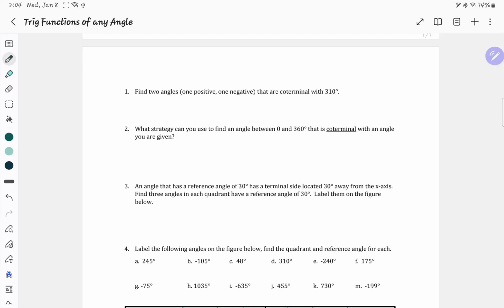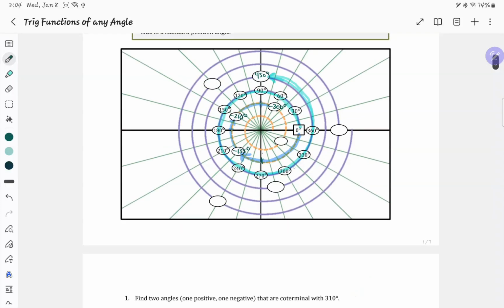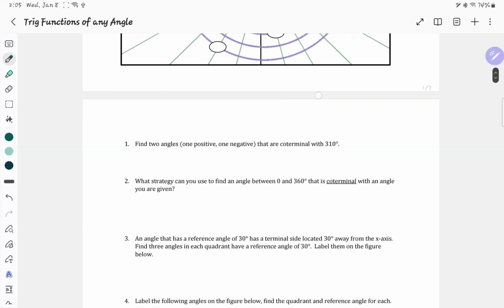So number one, we're going to find two angles, a positive and a negative, that are coterminal with 310. So there's a few ways to do this. You can draw it out, right? So I could identify where 310 is going to be, somewhere in here, and then try to figure out where to go from there. But really, coterminal angles, you should always be able to just add or subtract 360. Go all the way around, forward or backward, whichever way you want, and get back to that same terminal side.